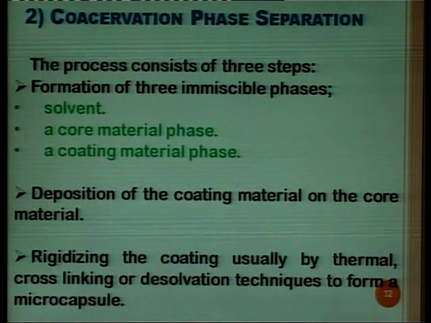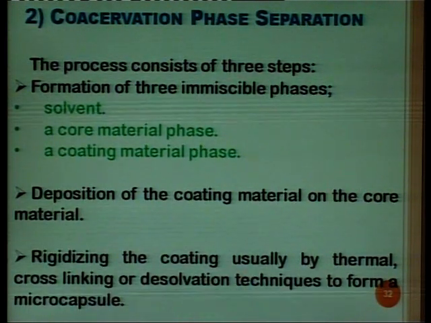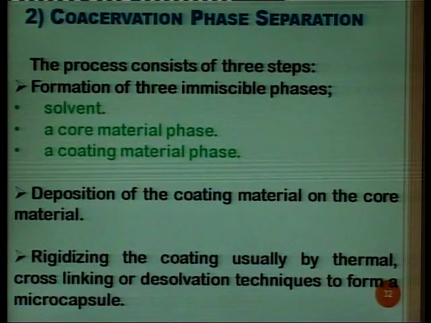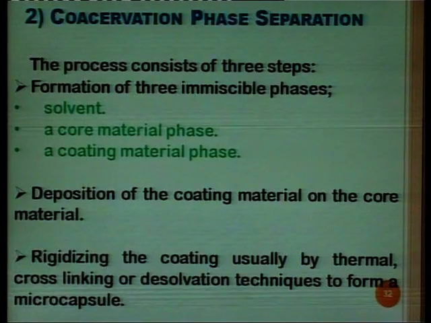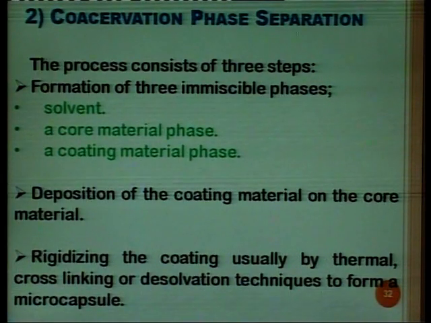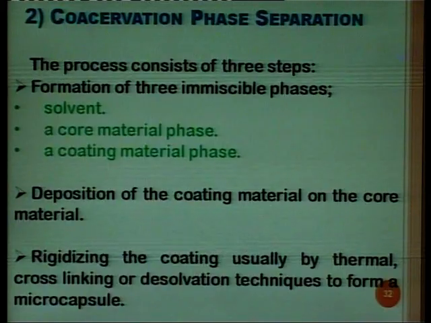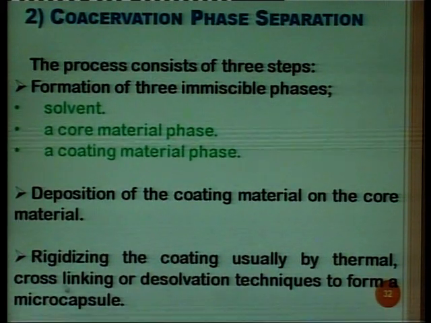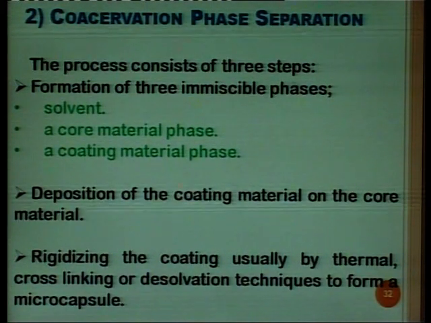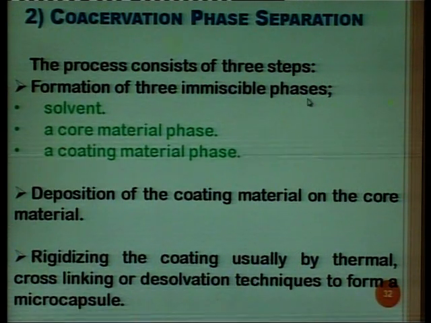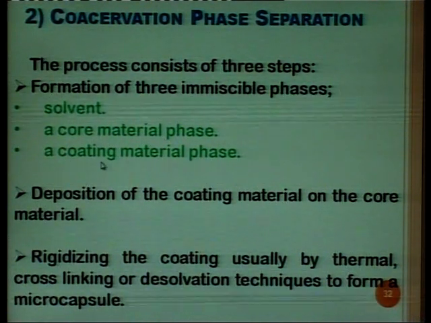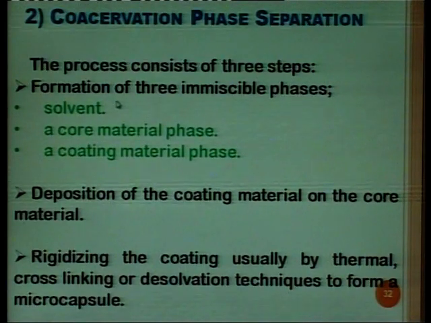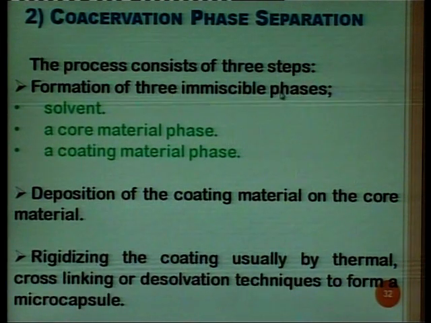So by this we complete the first technique, the air suspension technique, which is also known as the Wurster process. The second technique of microencapsulation is coacervation phase separation. It consists of 3 steps. In the first step, first of all, formation of 3 immiscible phases. Immiscible phases include solvent, core material and the coating material.